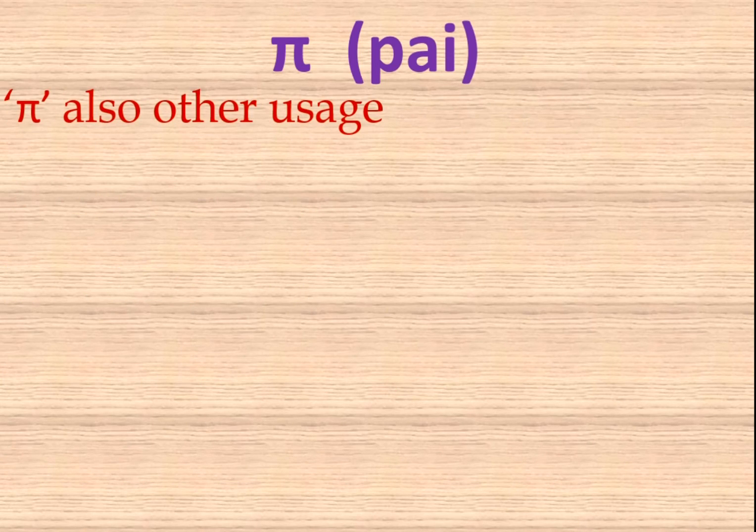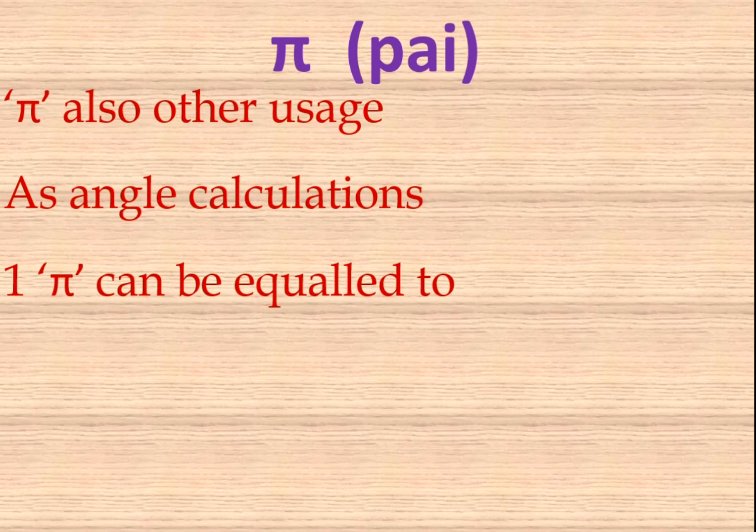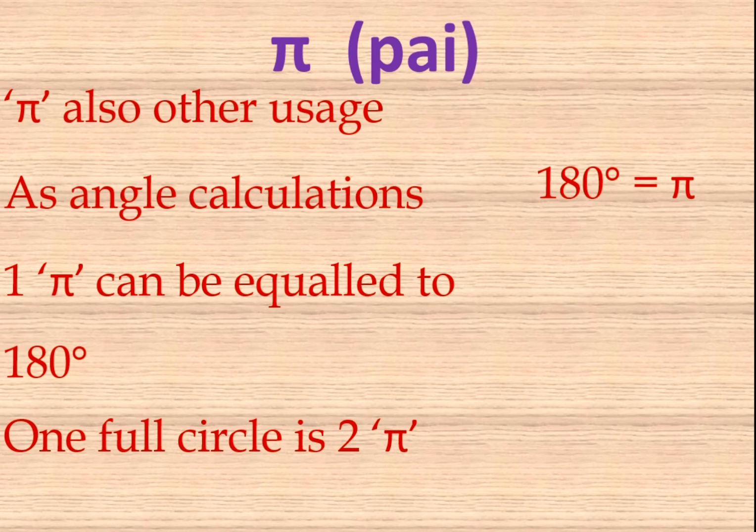Pi also has another usage, as in angle calculations. 1 pi can be equal to 180 degrees, or one full circle is 2 pi.